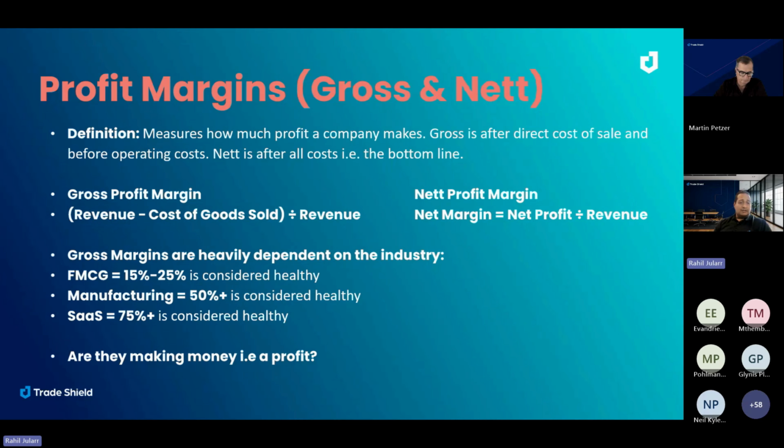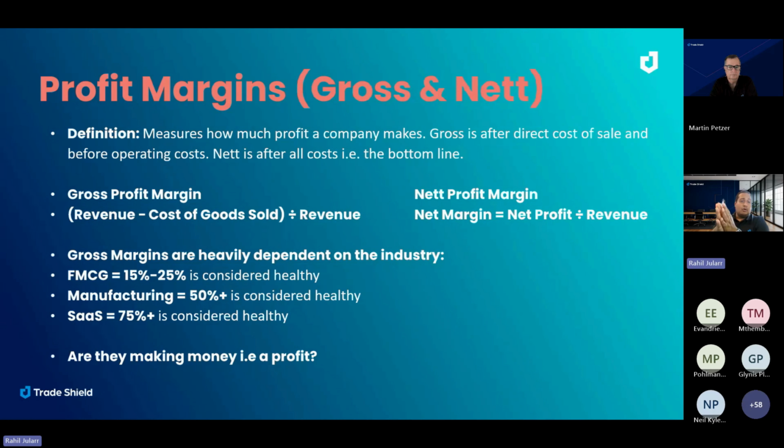In the manufacturing industry, 50% plus is considered healthy. Why? It's because they're a high gross margin industry. A lot of their expenses would come from their operating expenses, i.e. their factory costs, their staff costs. And so whilst they may only post a net profit margin of 5%, their gross profit margin could well be 50% plus. And lastly, I decided to add SaaS, which TradeShield is, as a SaaS business. SaaS stands for software as a service. 75% plus is considered healthy. Why? We're largely a service-driven business, and a lot of our costs would be sitting within our operating expenses rather than in our purchasing to service the industry.